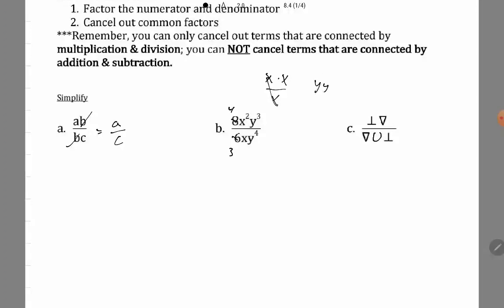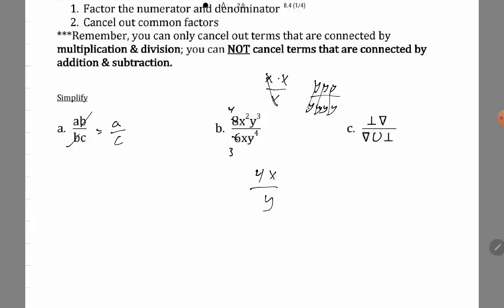And then we have 3y's up top and 4y's in the bottom. This is y cubed up top, y to the fourth. So we're going to have 4x y on the bottom.